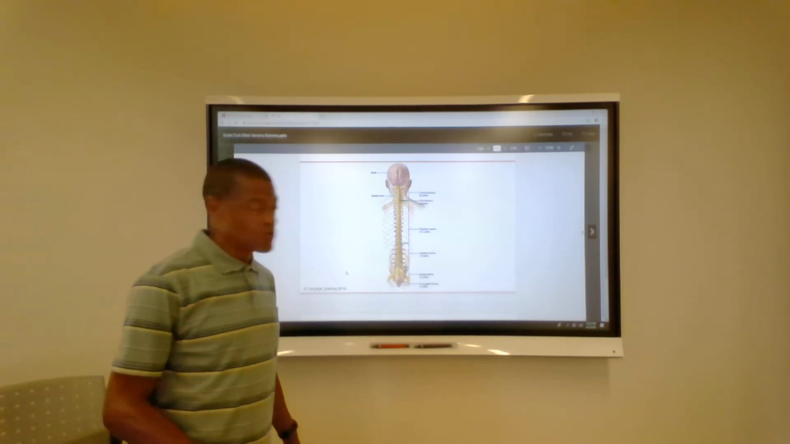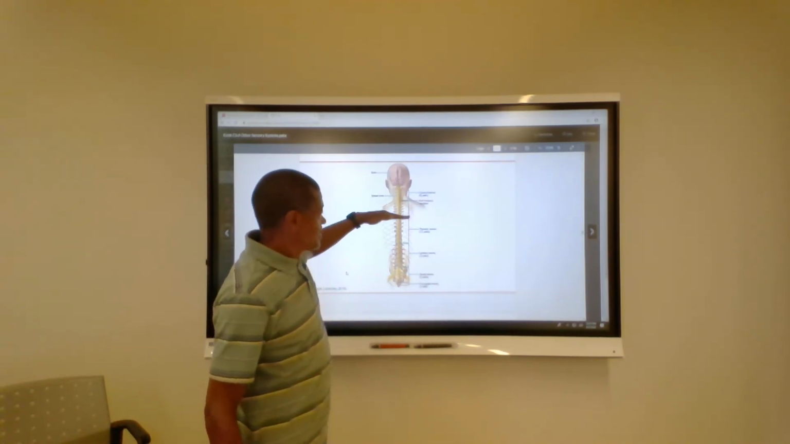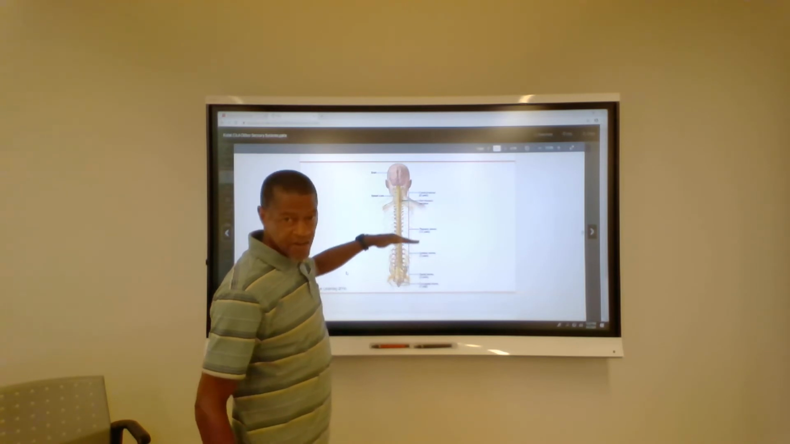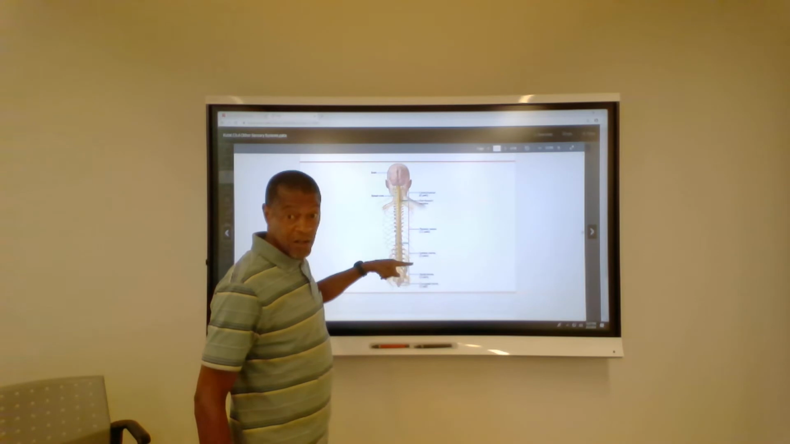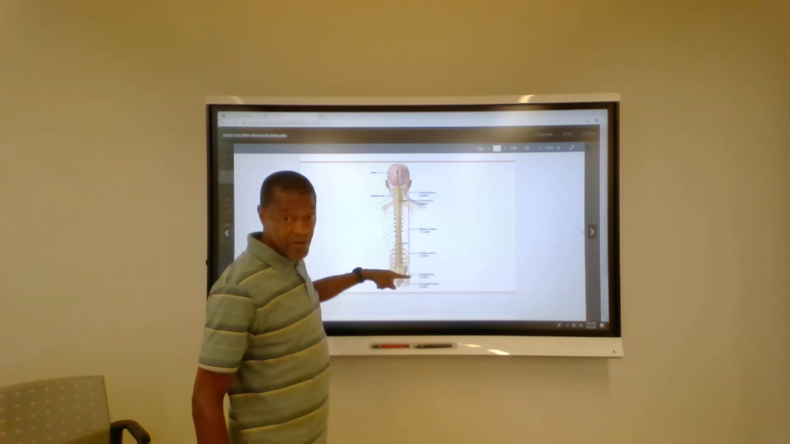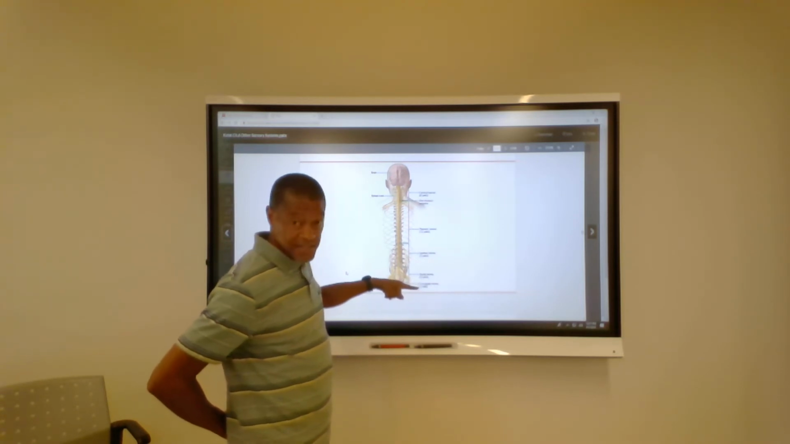Different divisions of the spinal cord. You've got your cervical area, C. You've got the thoracic area, T. You've got your lumbar area, L. You have your sacral area, S. And coccygeal, or coccyx bone, C.